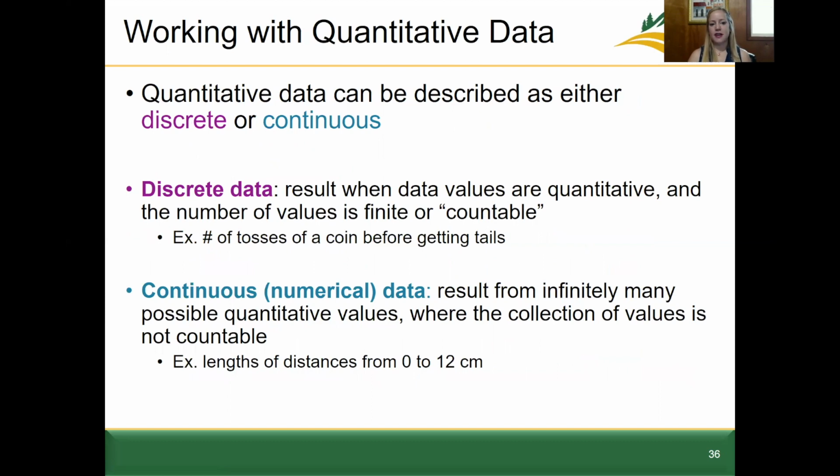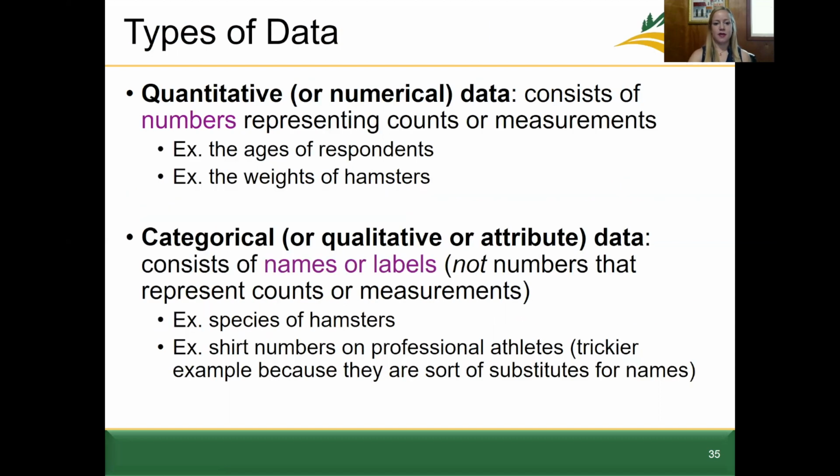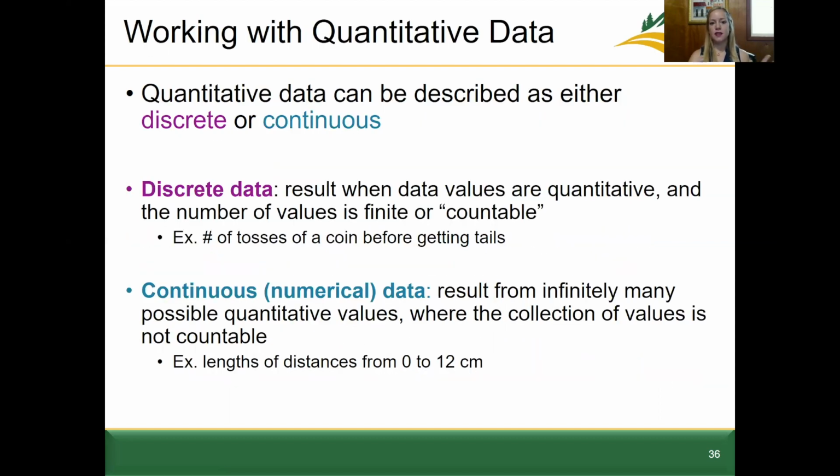Okay, so also we have this idea of discrete and continuous. Quantitative data now we're on. So we had quantitative and categorical. Within describing quantitative data, we had the weights of hamsters and the ages of respondents. This kind of data can either be discrete or continuous. Discrete data is the result when data values are quantitative and the number of values is finite or countable. I'll read you these definitions and then we'll talk more about the specifics. An example here is the number of tosses of a coin before getting tails.